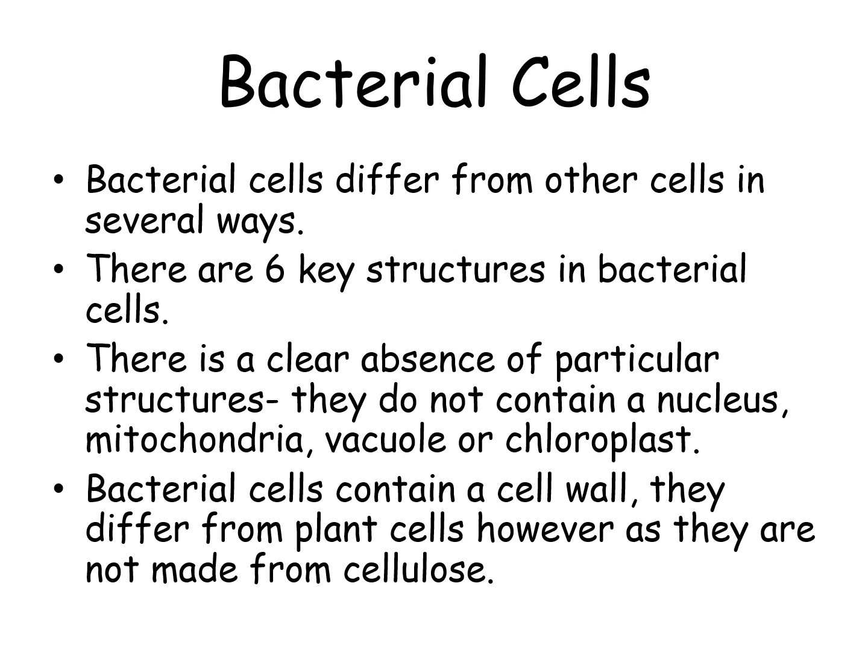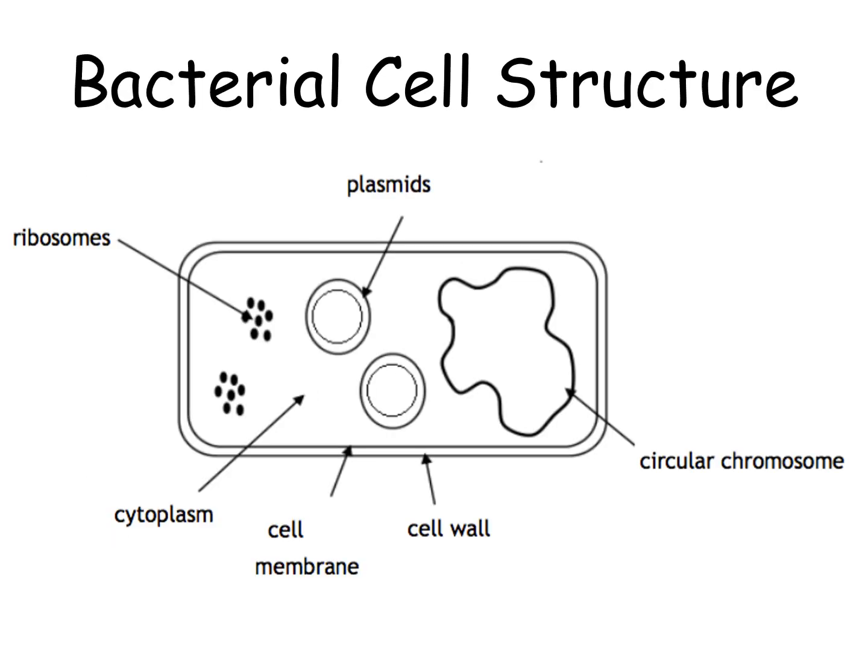Bacterial cells do contain a cell wall, but it's different from the plant cell wall, and the way that it's different is that it is not made of cellulose. If we take a look at this diagram, you'll find this diagram in your revision notes. We can see that there are 6 key structures within the bacterial cell.